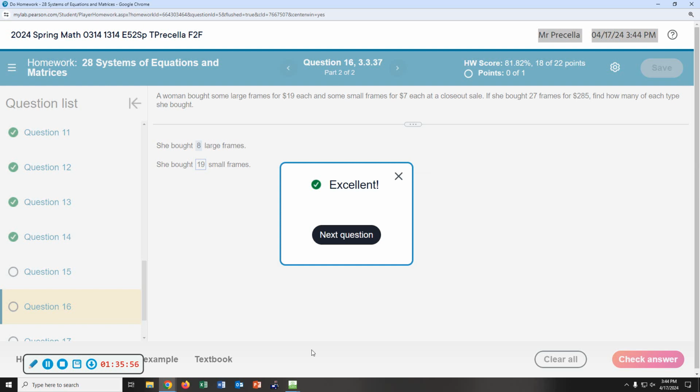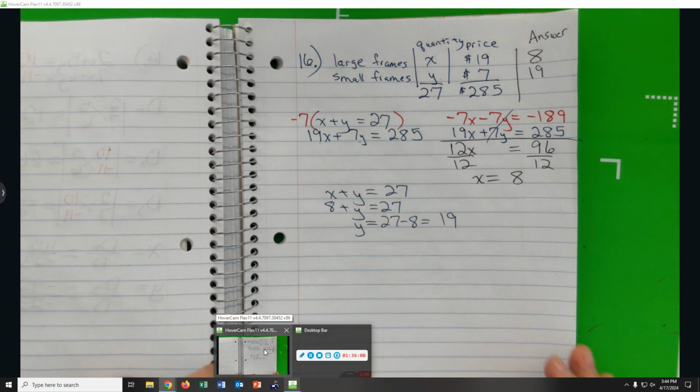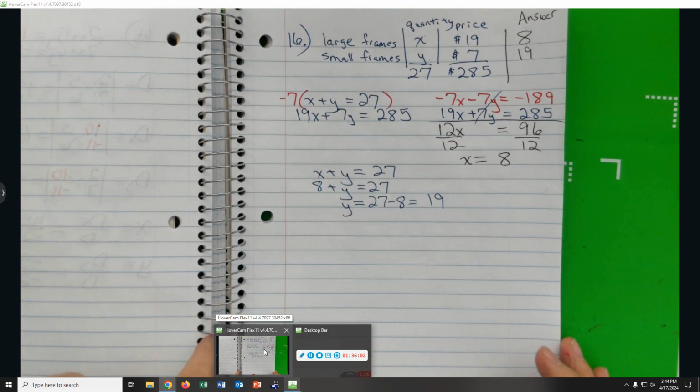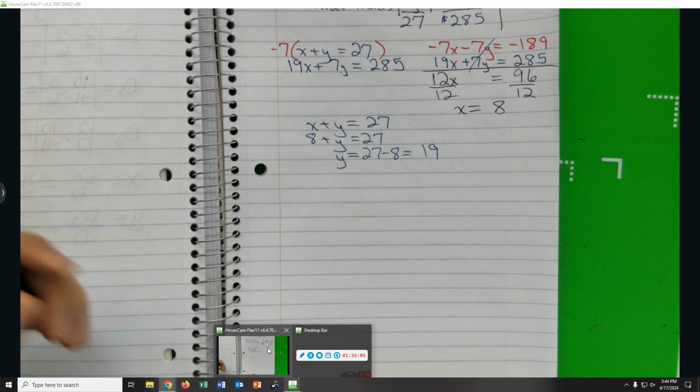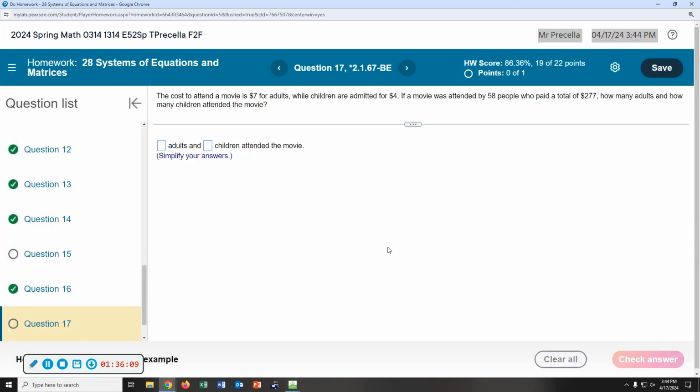Summarize the information using a table. That'll help you see the equations. So we're going to do number 17, and it's going to set up amazingly like number 16. The cost to attend a movie is $7 for adults, while children are admitted for $4. If a movie was attended by 58 people who paid a total of $277, how many adults and how many children attended the movie? What are our unknowns?